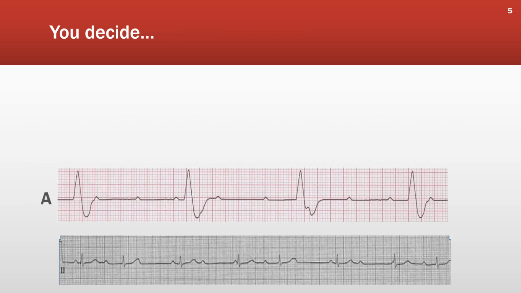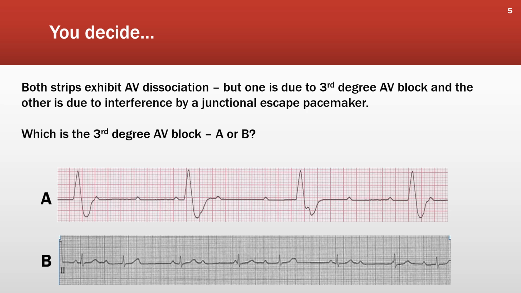Okay, it's time for you to decide. Both strips exhibit AV dissociation, but one is due to a third-degree AV block, and the other is due to interference by a junctional escape pacemaker. Which is the third-degree AV block, A or B? Now, I want you to pause the video at this point and think about your answer, and I'll return in a moment with the discussion.